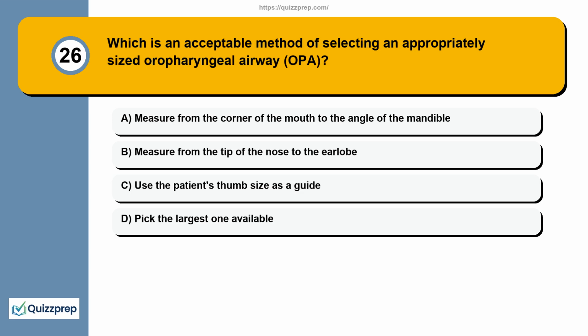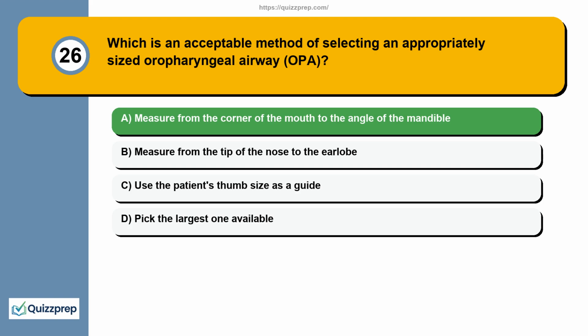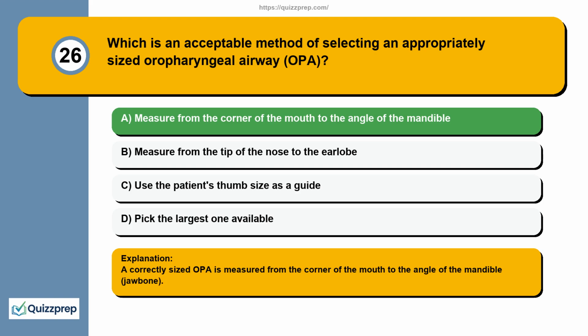Question 26. Which is an acceptable method of selecting an appropriately sized oropharyngeal airway, OPA? Measure from the corner of the mouth to the angle of the mandible. Measure from the tip of the nose to the earlobe. Use the patient's thumb size as a guide. Pick the largest one available. A correctly sized OPA is measured from the corner of the mouth to the angle of the mandible, jawbone.